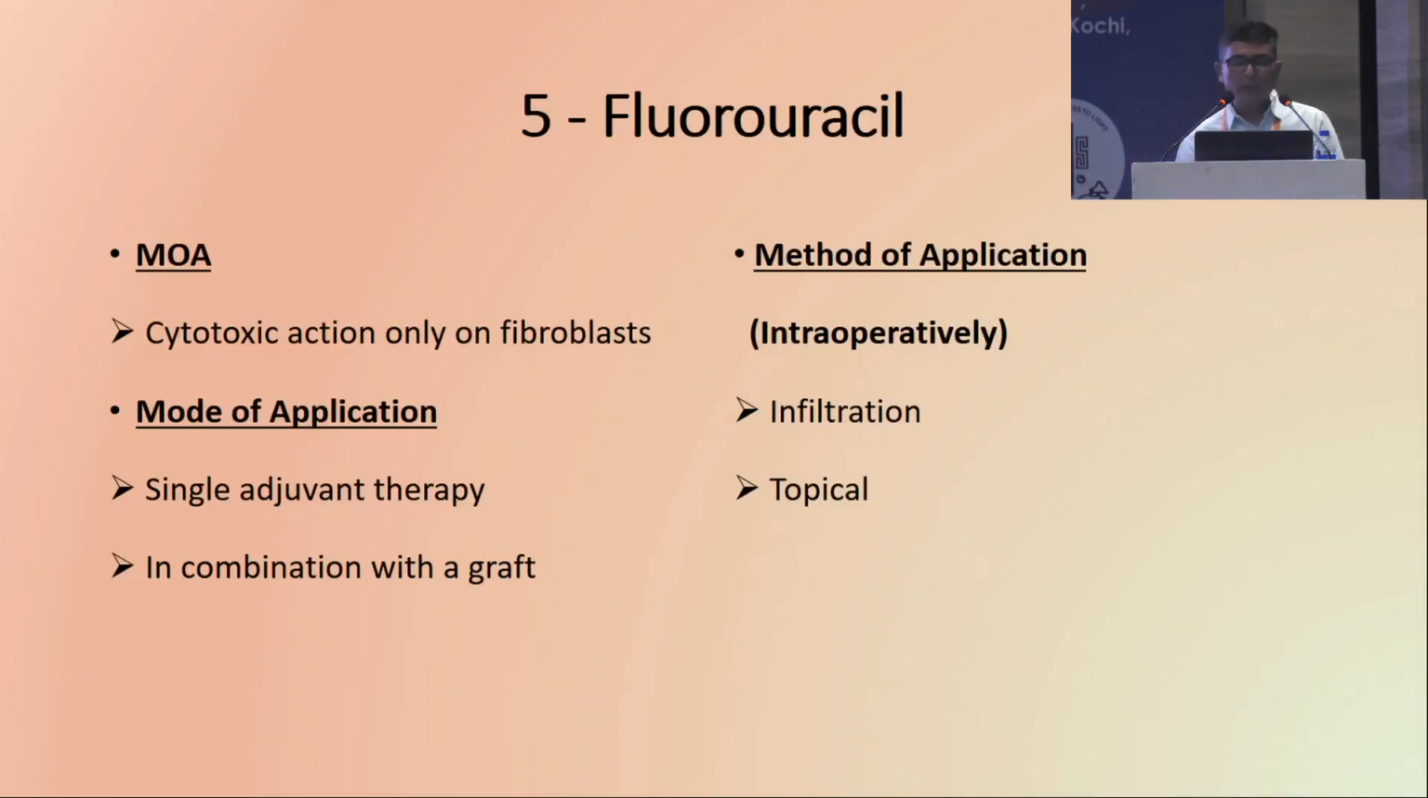Now come the antimetabolites. There are two very commonly used, 5-fluorouracil and mitomycin C. Their cytotoxic action on fibroblasts led to their use as adjunctive therapy in pterygium surgery to prevent recurrence. Either can be used as a single adjuvant or in combination. It was used as an infiltration during surgery, as a subconjunctival infiltration, or postoperatively as topical drops.